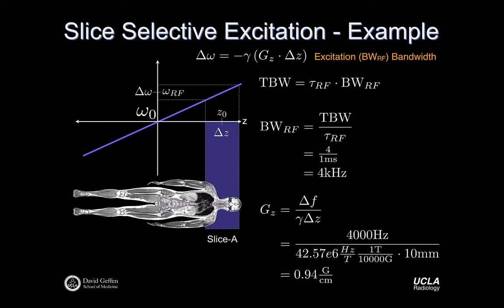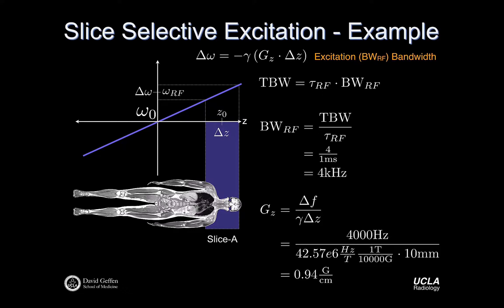And so if I use that pulse, I'll be exciting a range of frequencies of about 4 kilohertz on top of my Larmor frequency, the center frequency excitation. So now if I know what the bandwidth of my RF pulse is, I can go back to trying to calculate what's the gradient strength I need to excite a specific slice thickness. In this case, I know what my range of frequency is, gamma is just a constant, and delta z was my target slice thickness on the previous slide. I said, well, why don't we try to excite a slice of 10 millimeters?